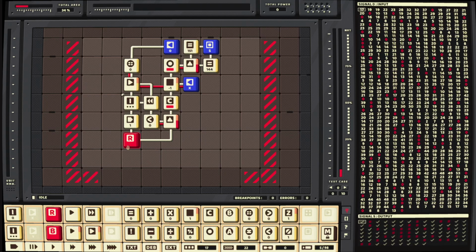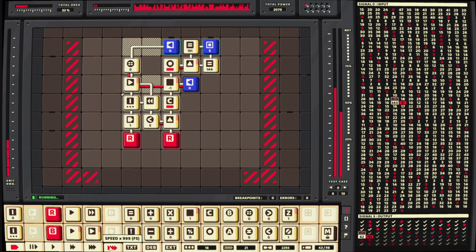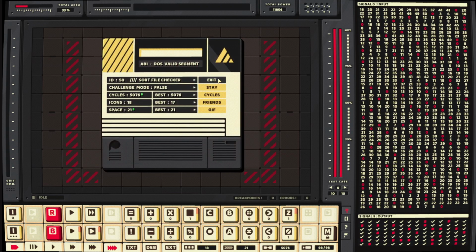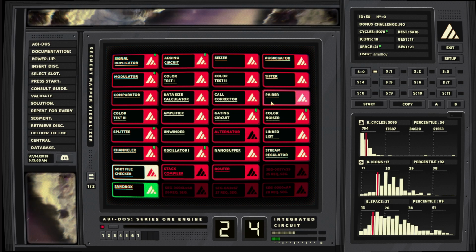I mean, this would be one way to save on both space and cycles, although neither by much. Actually, this doesn't save on cycles at all, because it doesn't matter how long a bit takes to go through here. But it does save on space just a tiny bit, at the cost of one icon. I suppose we should make that a separate solution.